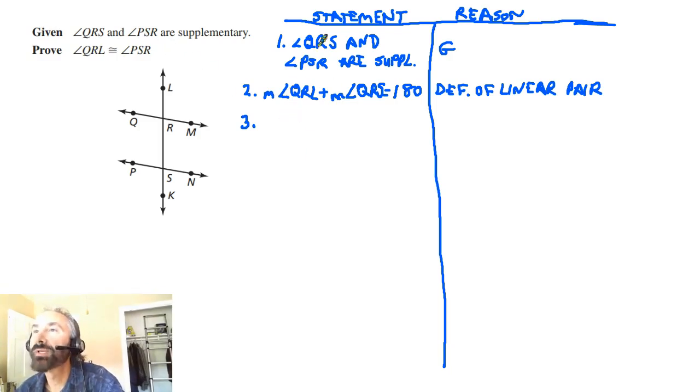Because these two are supplementary, I'm going to say that the measure of angle PSR plus the measure of angle QRS.